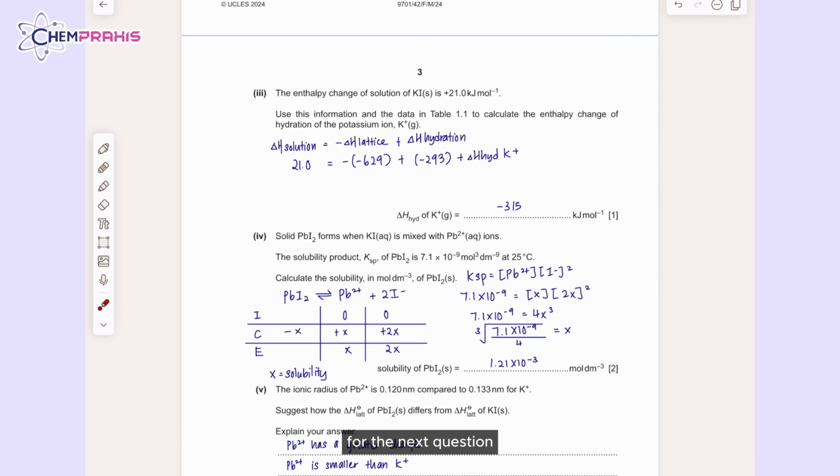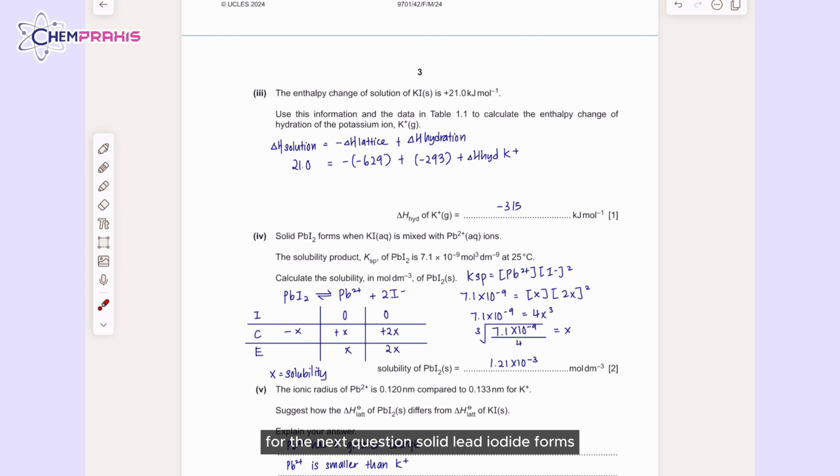For the next question, the enthalpy change of solution of potassium iodide is positive 21. Use this information and data in table 1.1 to calculate the enthalpy change of hydration of the potassium ion. This is the formula to calculate enthalpy change of solution. So we have lattice energy, we have the hydration energy of the halide ion. It's just that we need to look for the hydration energy of the potassium ion. So with these calculations, you will get negative 315.